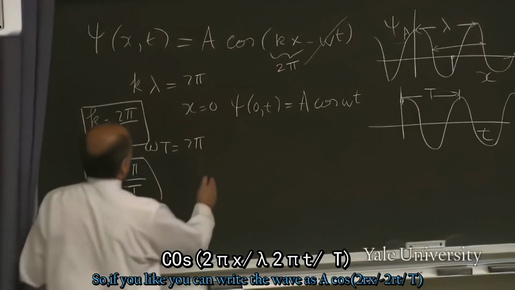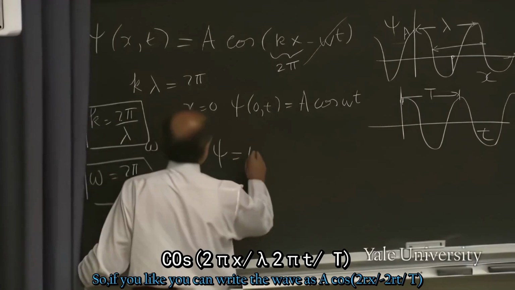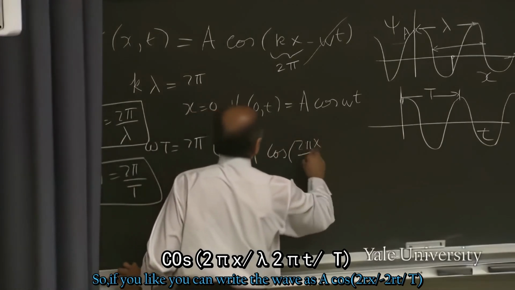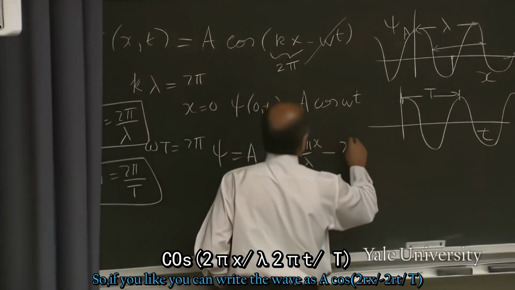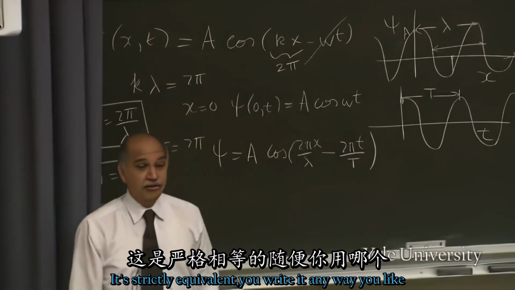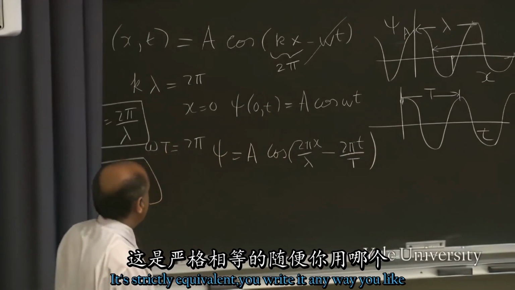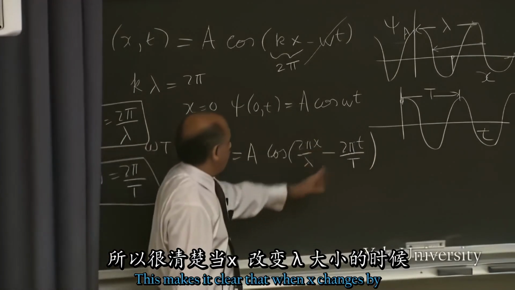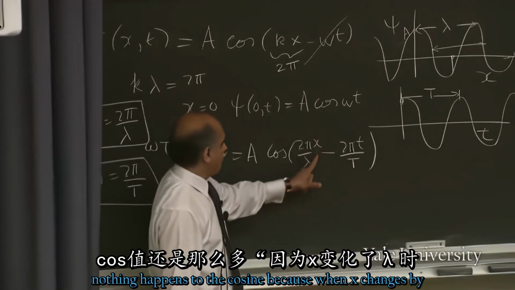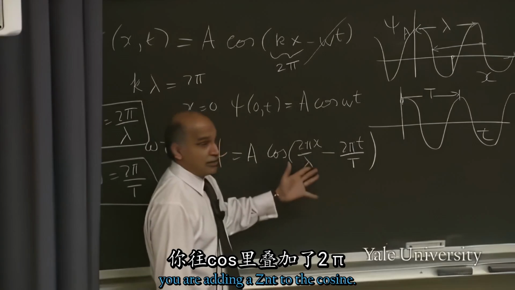So if you like, you can write the wave as a cosine of 2 pi x over lambda minus 2 pi t over capital T. They're strictly equivalent. You write it any way you like. This makes it clear that when x changes by lambda, nothing happens to the cosine, because when x changes by lambda, you're adding a 2 pi to the cosine.